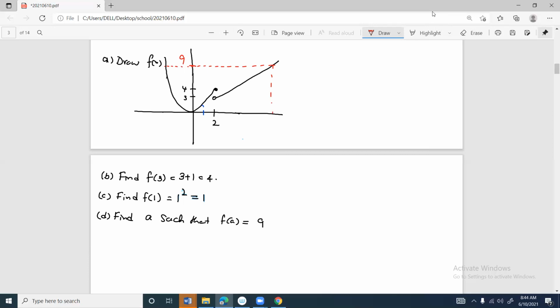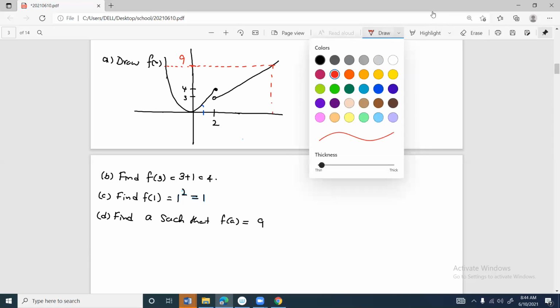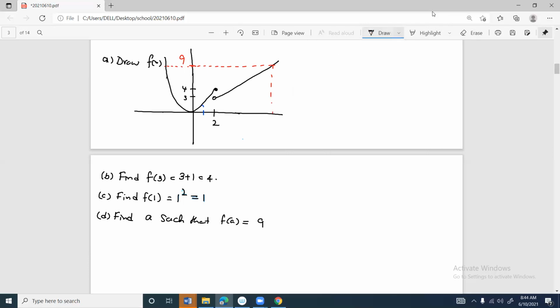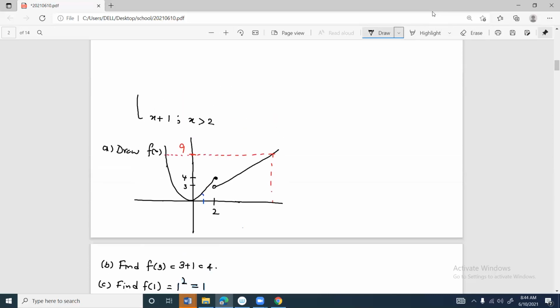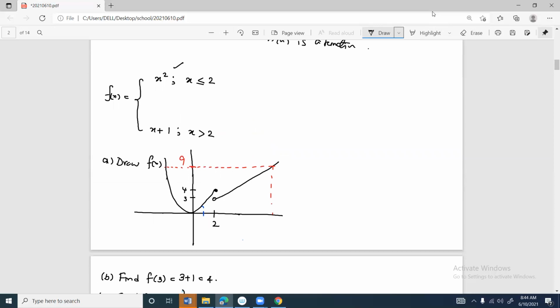Now let's work this out. Because 9 is satisfied by both the conditions, from the graph itself, you can get this answer. We will put it in the first function. The first function, x squared equals 9. That means I'm using the first part of the function, this part of it.